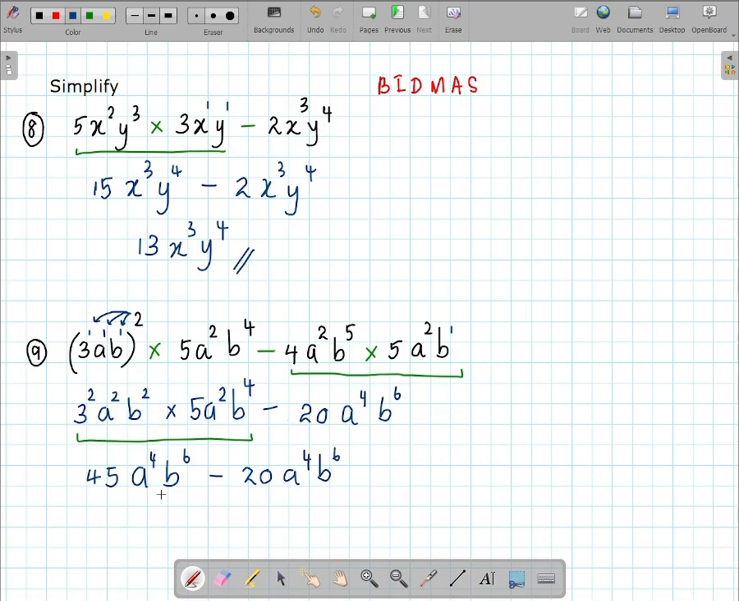Now check the unknowns. Here a to the power 4, b to the power 6. a to the power 4, b to the power 6. They are like terms. Then we can simplify. 45 subtract 20, that is 25. 25, a to the power 4, b to the power 6.